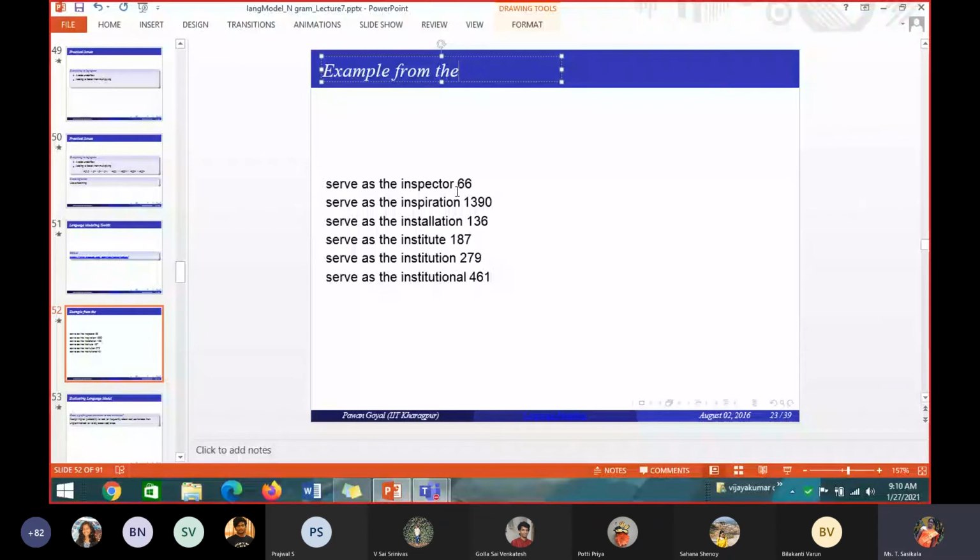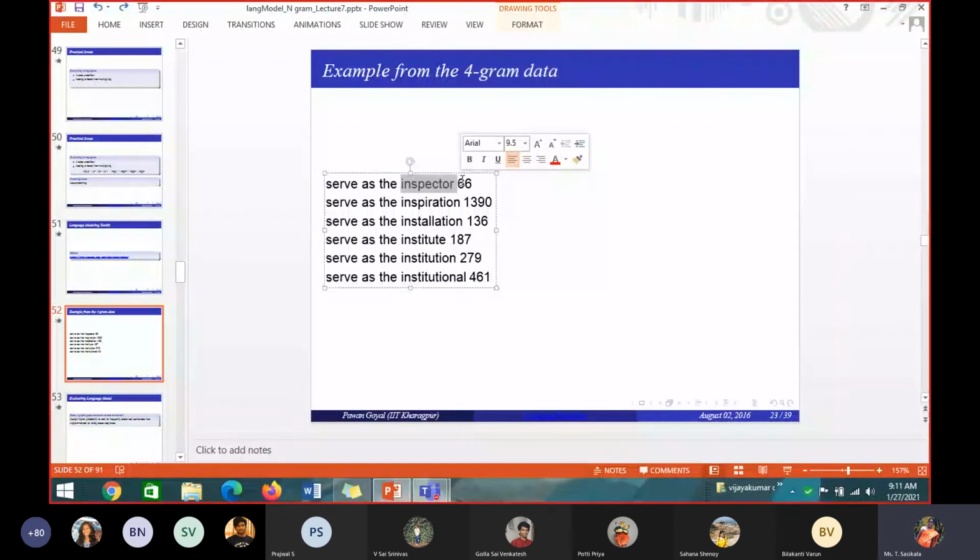Can you tell me? It's an example. 4 gram. Okay, why is it 4 gram? For the 4 gram, it uses the previous 3 words. 3 words. Okay, this is the fourth word. Inspector is the fourth word which I have to identify, which I have to find out.